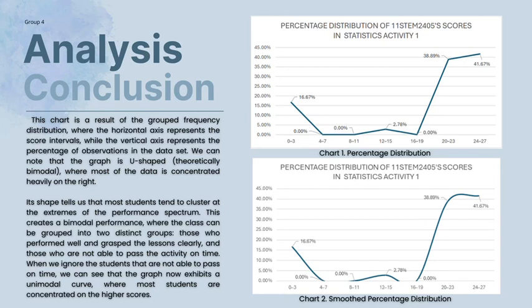So basically this means that if we ignore the group that is not able to pass on time, we can see that the students who are actually able to answer got a pretty high score, wherein we will basically focus on the right side of the chart. So as you can see here, there's a lot of students who got high scores. So we can conclude that most students concentrated on the highest scores, and therefore 11 STEM 2405 performed well in our activity.